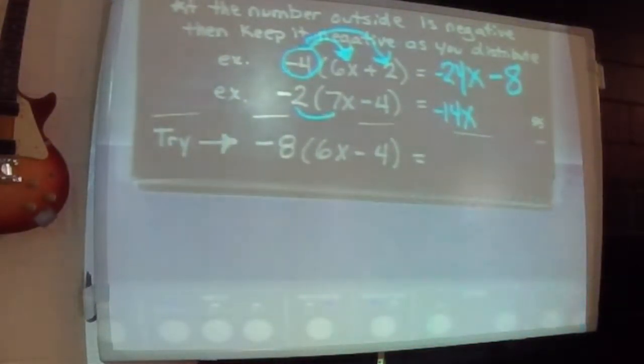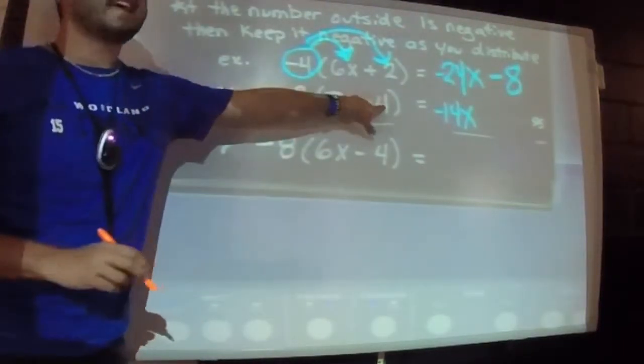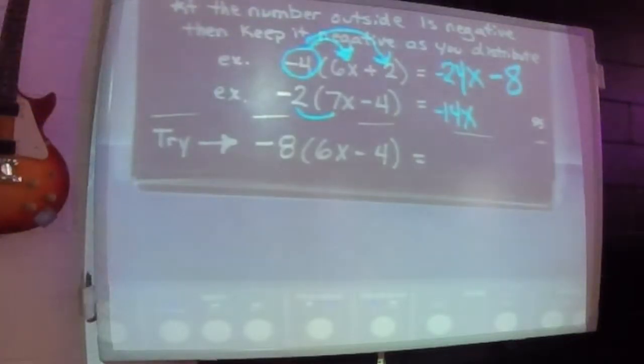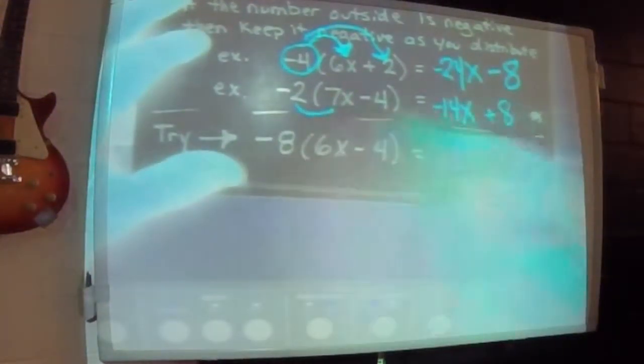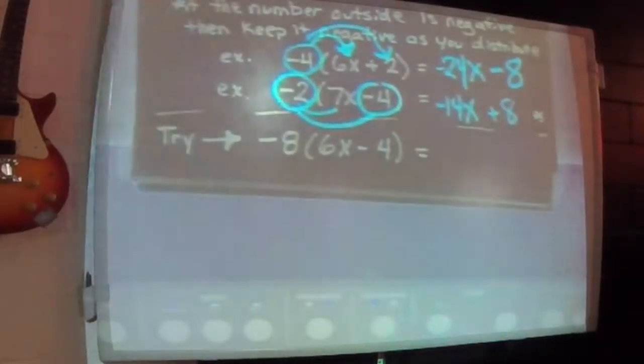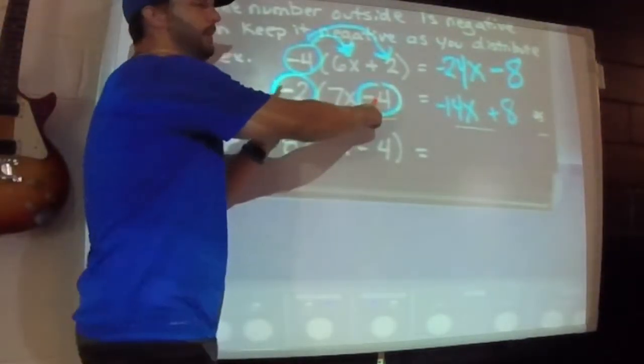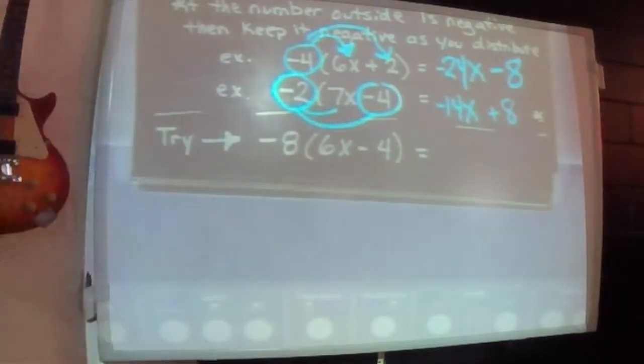Now here you're going to multiply two negatives. Negative 2 times negative 4. Positive. Plus 8. So plus 8. Negative 2 times negative 4. The only time we say that two negatives make a positive is when you're multiplying two negatives or dividing two negatives. So here we are multiplying two negatives.